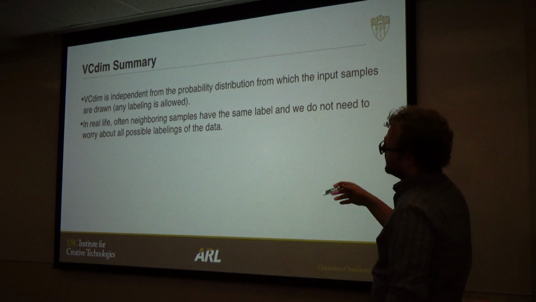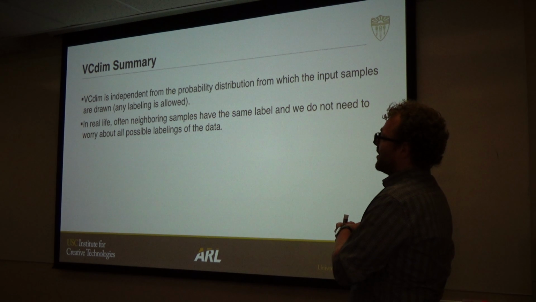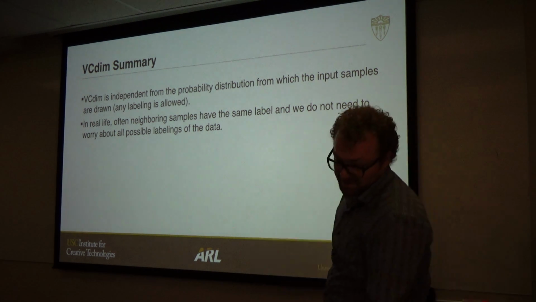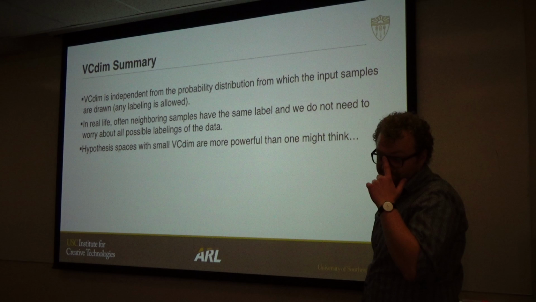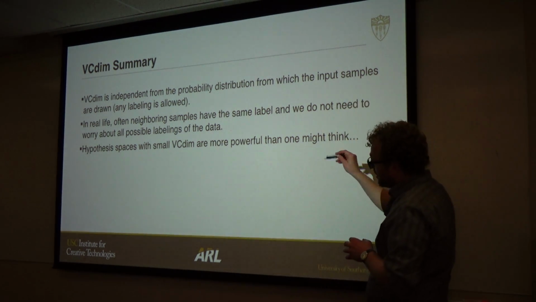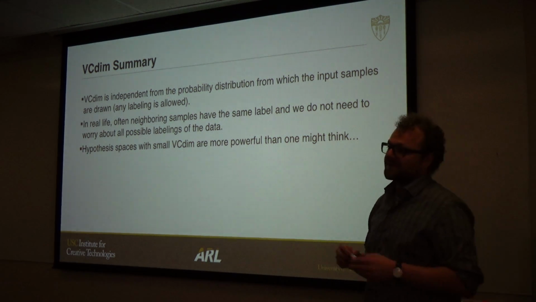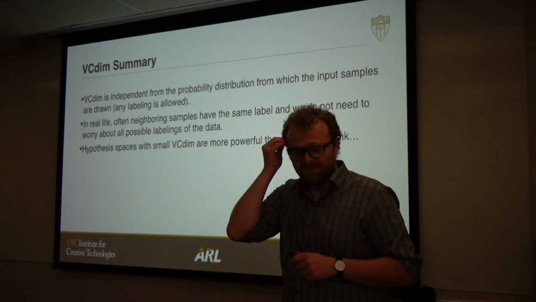So in the real world, often neighboring samples have the same label, and we don't need to worry about all possible labelings, okay? This is very important. And so what this means is that hypothesis spaces with small VC dimensions are more powerful than one might think, okay? That's kind of an important gist.